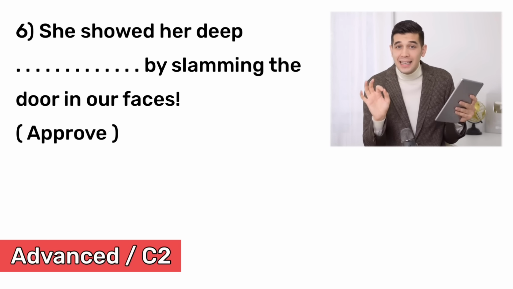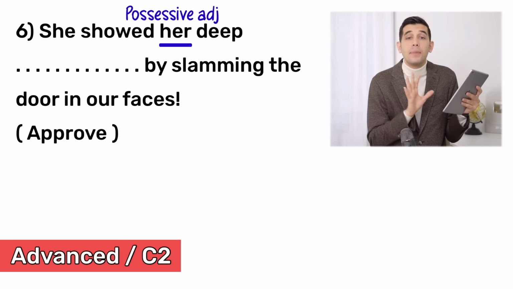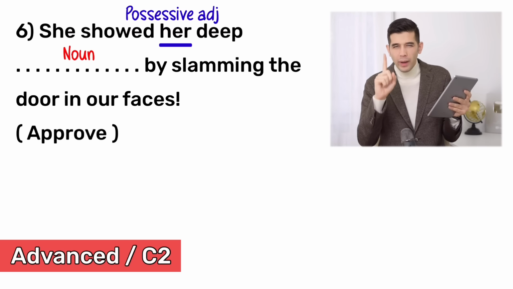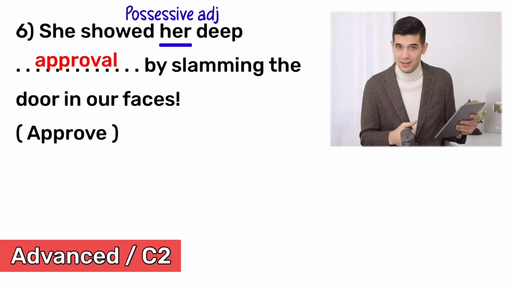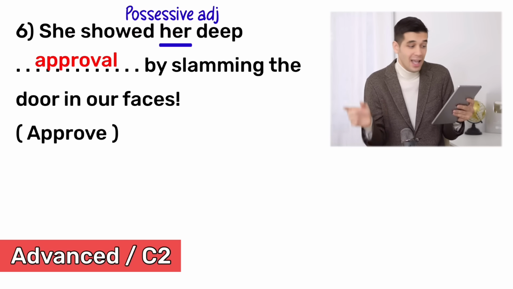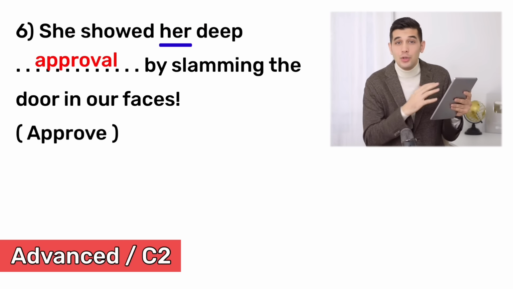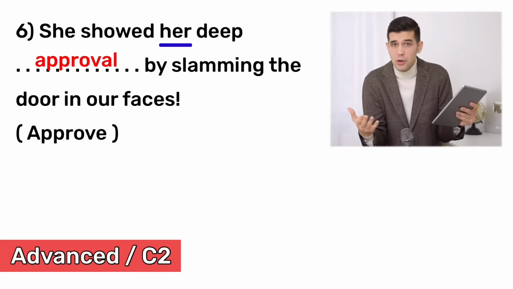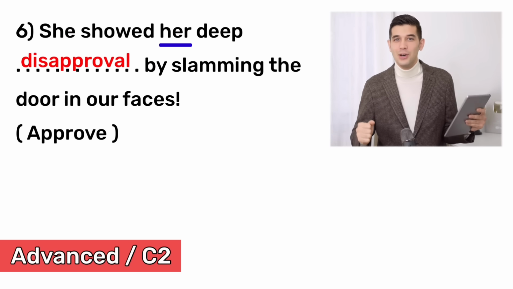Okay, what do we need in the gap? Before the gap, we have her, which is a possessive adjective. So after her, we expect a noun. What is the noun of approve? Approve is a verb. What is the noun? Approval. But that's not the answer. Why? Look at the sentence. She showed her deep by slamming the door in our faces. By slamming the door in our faces. Is she showing her approval? No, quite the opposite. What is the opposite of approval? Disapproval. That's the answer.